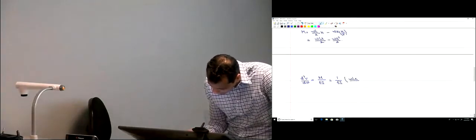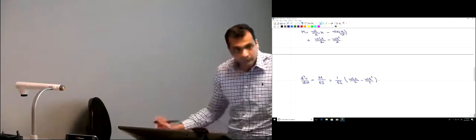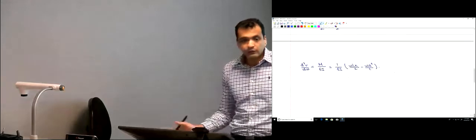How much is EI? It's not given, but it's constant. The section of the beam, it's the same material, and the section doesn't change from one point to another. So I have here 1 divided by EI, and then the equation for the moment, it's WLx divided by 2 minus Wx squared divided by 2. Okay? What would I do next?